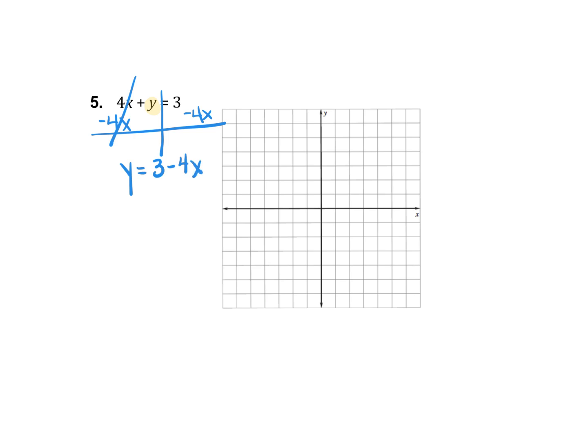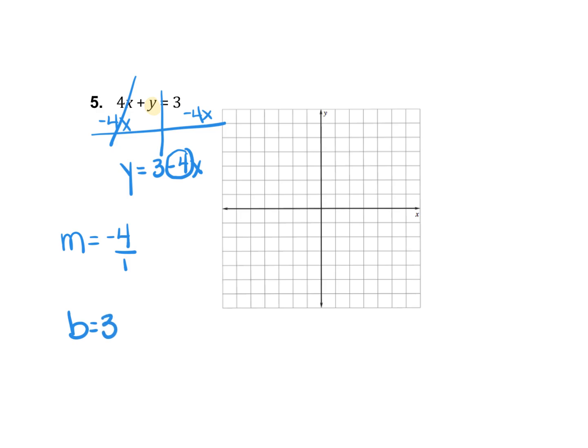All right, so now let's identify the slope. Our slope, remember, is the number with the variable, and there's a minus there. So that means that it's going to be a negative. And make it a ratio of rise all over run. And then our y-intercept is equal to 3.